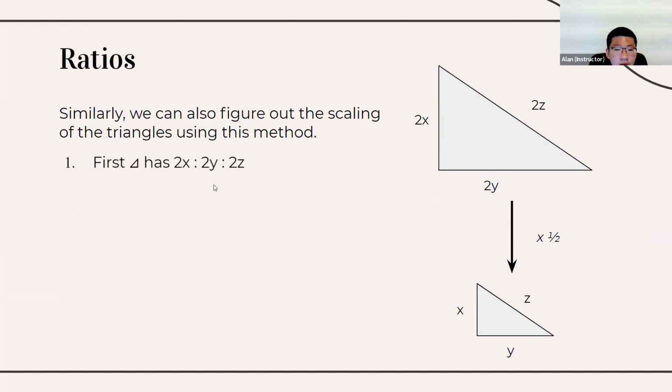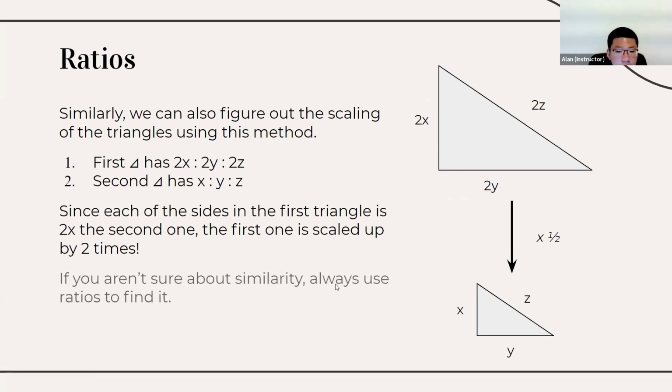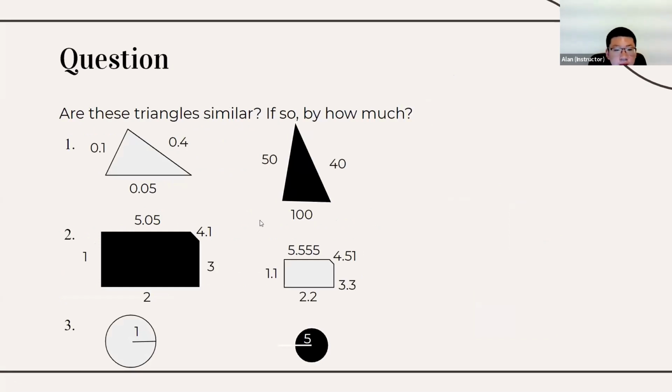So the first triangle has 2x, 2y, and 2z as side lengths, while the second one has x, y, and z. So as you can see, each of the side lengths in the first one is twice the smaller one. So the first one is scaled up, it's going to be a 2 times version of the smaller one. And if you're not sure, always use ratios.